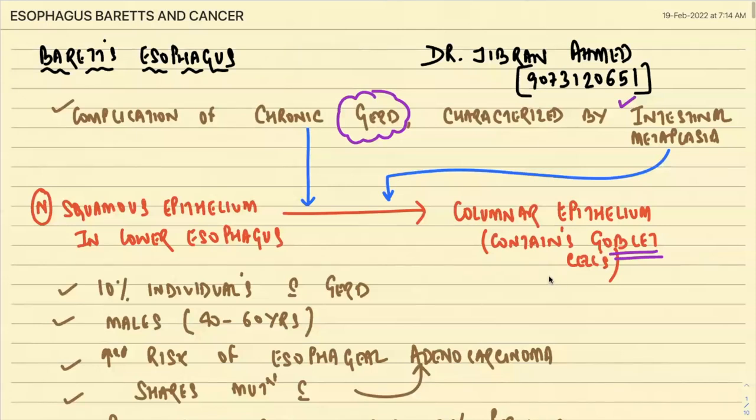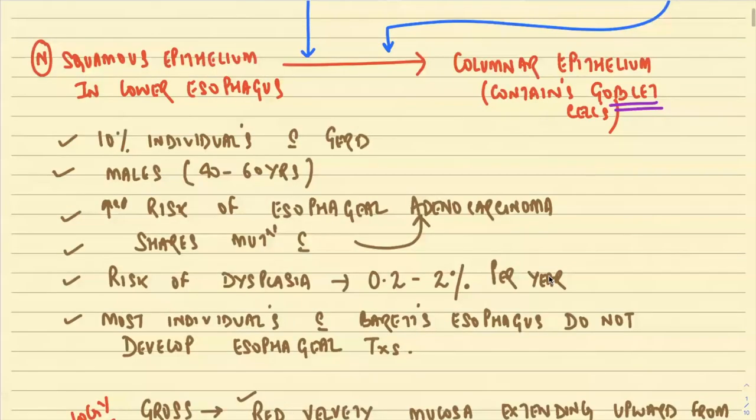Around 10% of individuals with GERD are going to develop this kind of metaplasia. Usually it affects males around 40 to 60 years of age. And these individuals have an increased risk of esophageal adenocarcinoma. Although there is an increased risk of esophageal cancer, the risk is only for adenocarcinoma, not for squamous cell carcinoma. So why do we say that Barrett's metaplasia causes esophageal adenocarcinoma? How can we say this?